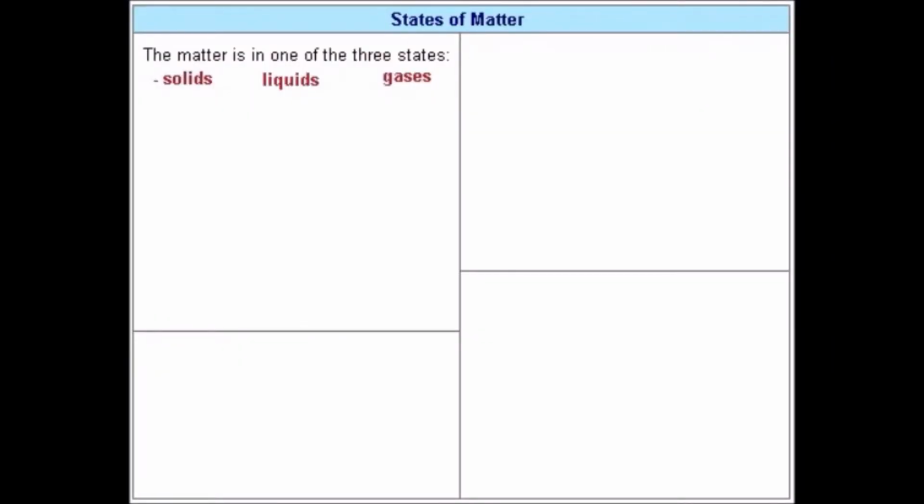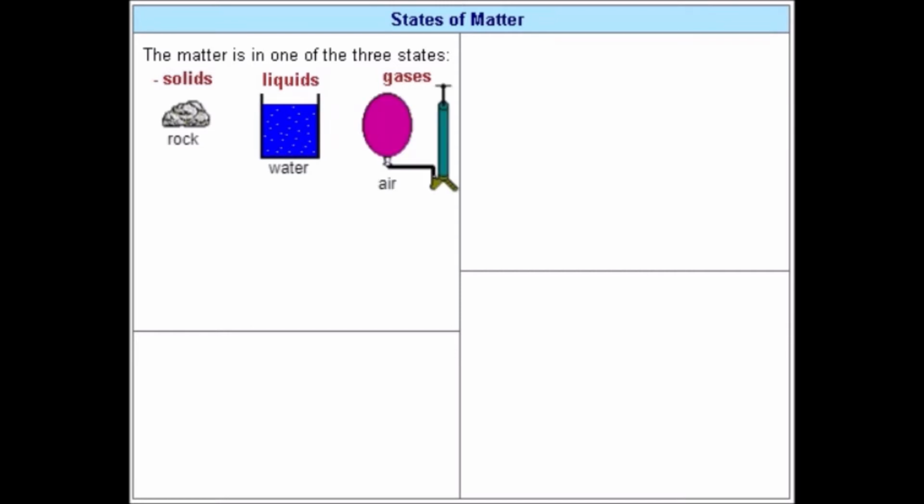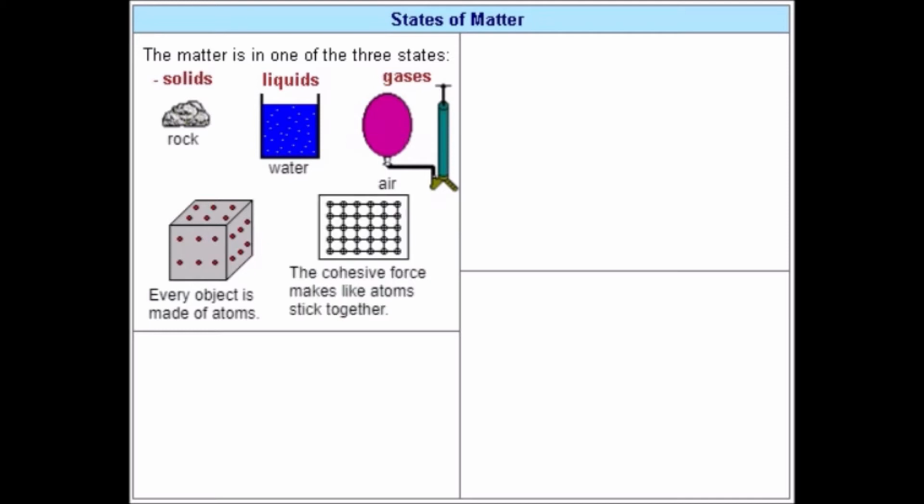Matter. The matter around us is in one of three states: solid, for example, a rock, a book; liquid, for example, the water; or gas, for example, the air. Every object is made of atoms. A block of iron is made up of a huge number of iron atoms. The force that makes like atoms stick together is called a cohesive force.